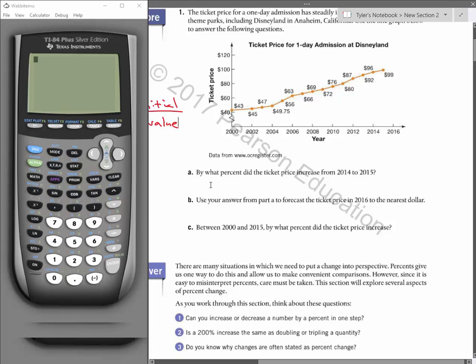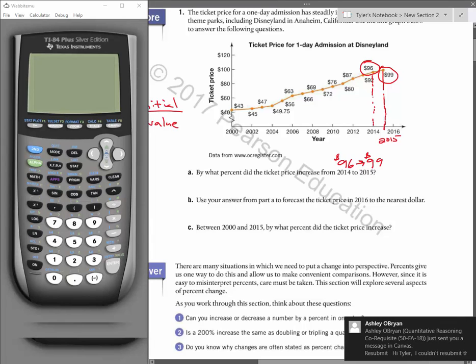We want to know by what percent the ticket price increased from 2014 to 2015. If we follow up the graph, 2014, we're at $96, and 2015 would be here in the center, and notice that this next data point matches up with that. So in 2014, the ticket price was $96, and in 2015, the ticket price was $99. We went from $96 to $99, and I want to calculate the percent change there.